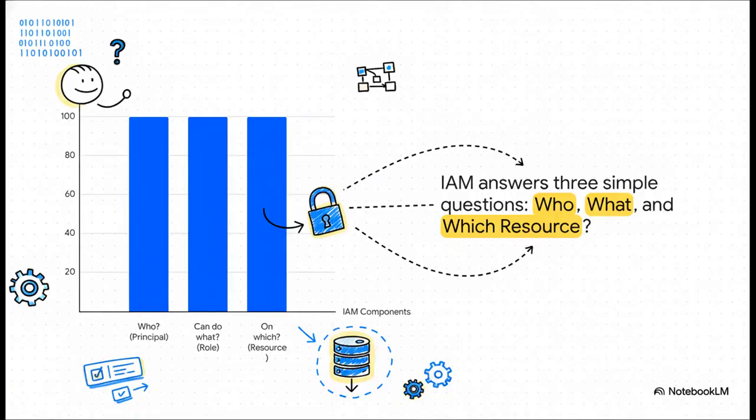When you boil it all down, this whole complex system of identity and access management, what we call IAM, is really just about answering three very simple questions. Who is making the request? What are they trying to do? And which specific resource are they trying to do it to? That's it. Every single security policy you create is just an answer to those three questions, giving you precise, laser-focused control over your entire platform.